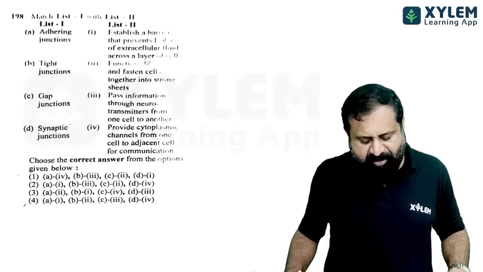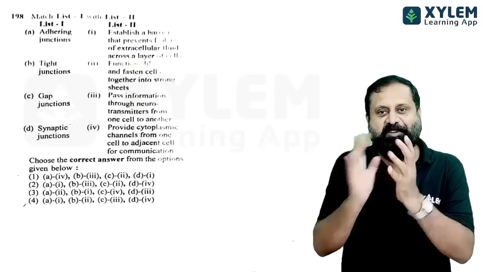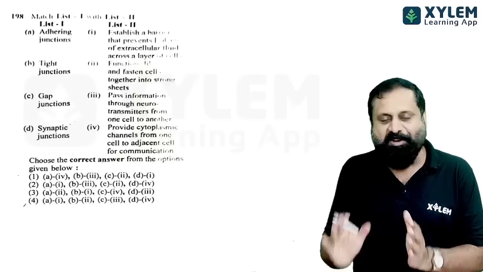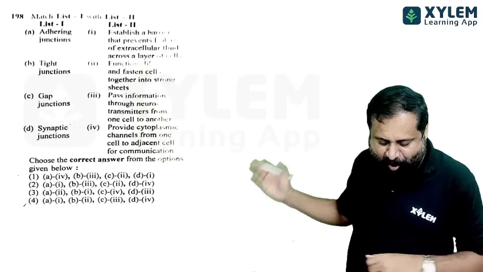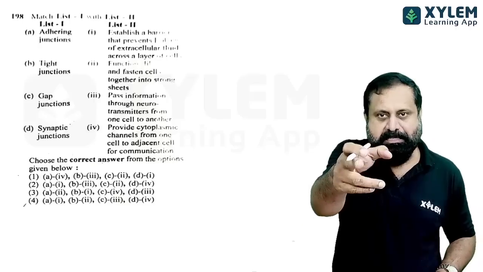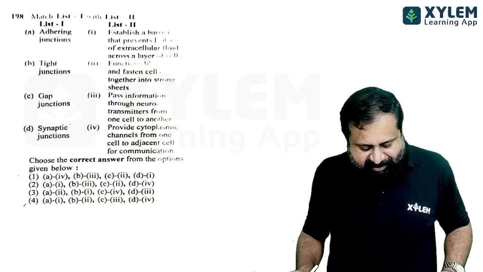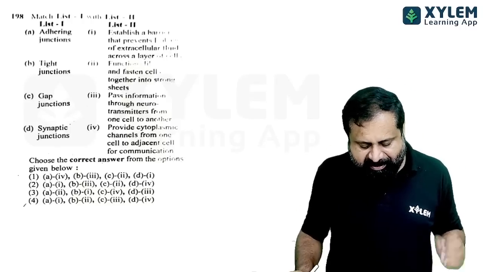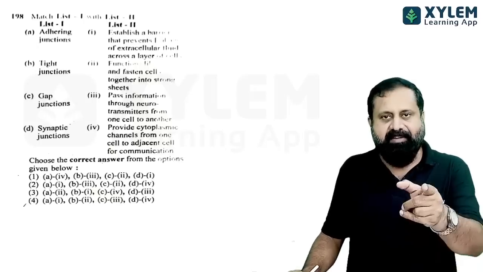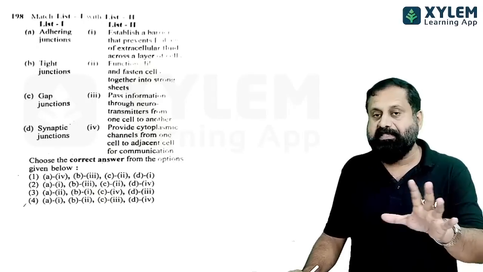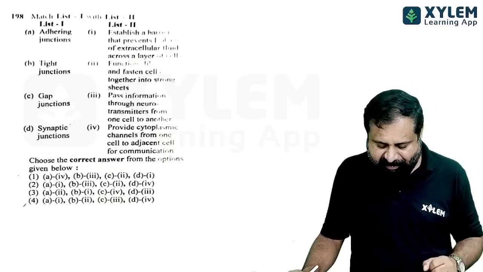198. Match the following. Actually, this is taken from one of the question papers, and there is no such clarity. You cannot see the options clearly, but you have the question paper with you. You can check it. I will give the answer. 198: adhering junction, tight junction, gap junction, synaptic junction. The first three are given in structural organization. The last one is given in your neural control. So the 198 answer is 3.